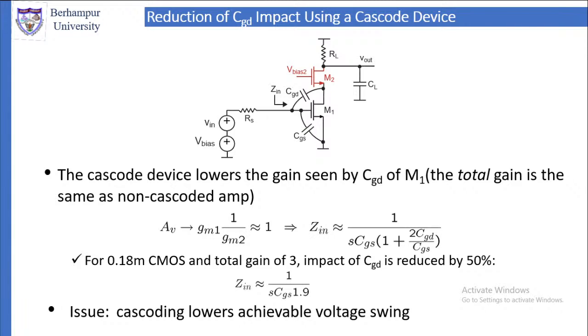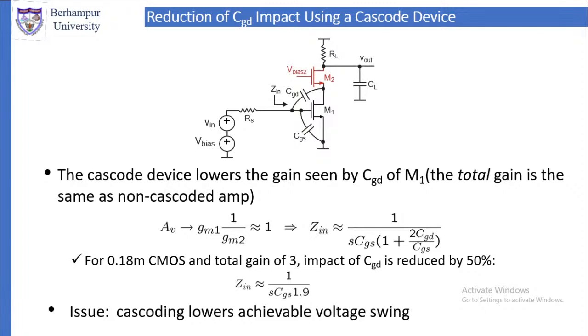Once you use a Cascode device, the purpose is to lower the gain seen by CGD, not the total gain. Total gain will remain almost the same as the non-Cascode amplifier, but the gain seen by CGD of M1 will be lowered. How does it happen? Because AV approaches GM1 into 1 by GM2. When M1 is in cascade with M2, the gain is GM1 into 1 by GM2. Since M1 and M2 are the same devices, GM1 into 1 by GM2 will be approximately equal to 1.